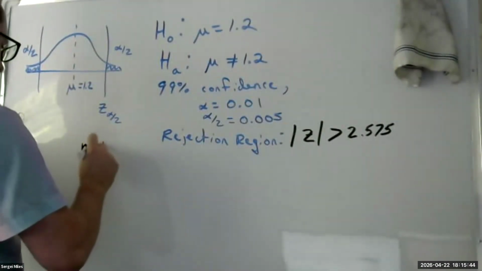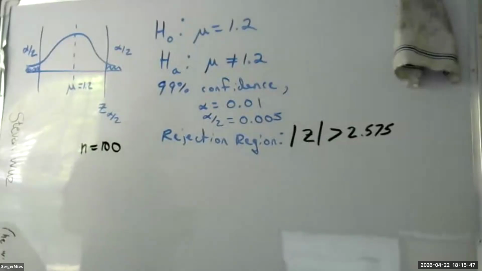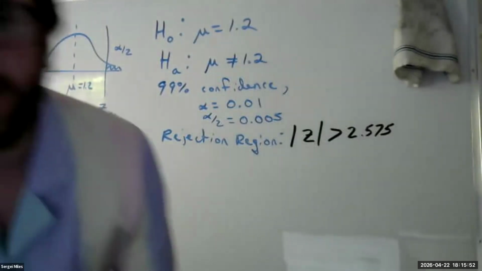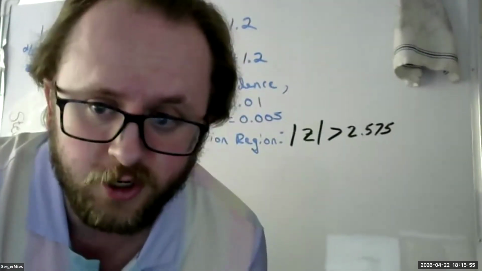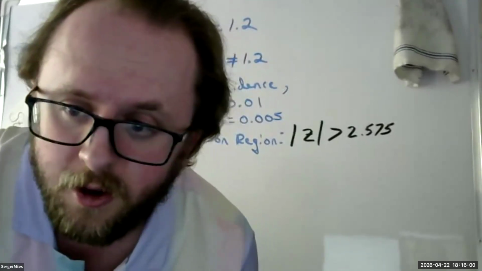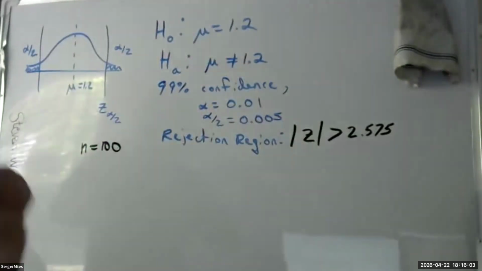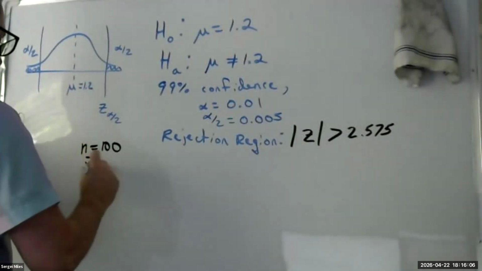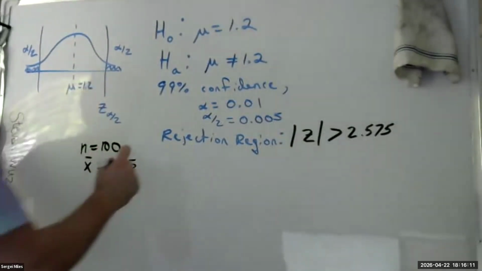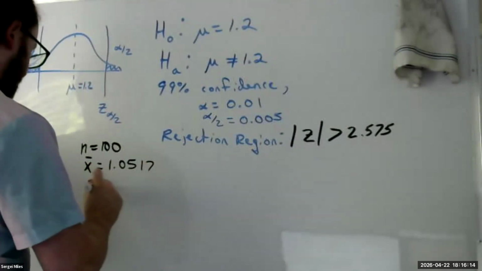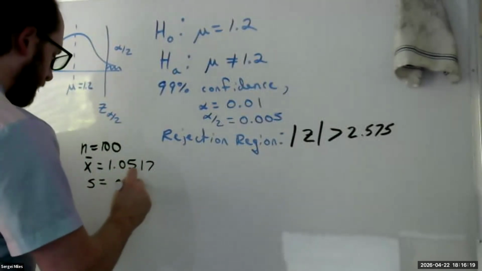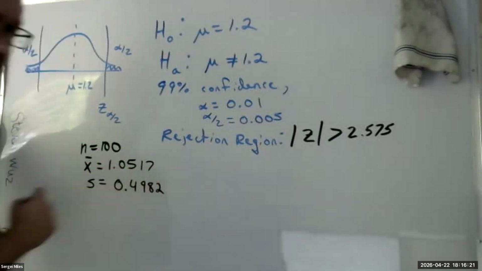We have a sample size of 100. And from that sample, we can calculate an average. We can calculate a standard deviation. And I'm not going to have us do that here because, well, there's 100 rats in the sample here. So that'd take a while to put on the calculator. But they have calculated it for us where the sample average is found to be 1.0517. And the standard deviation is found to be 0.4982.